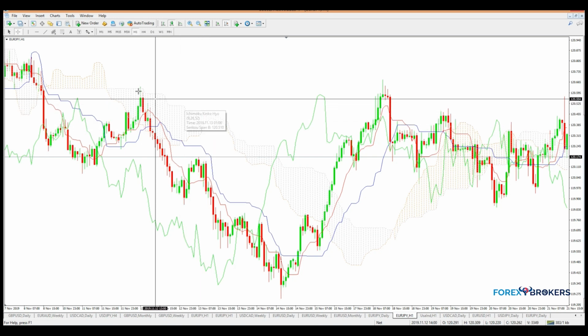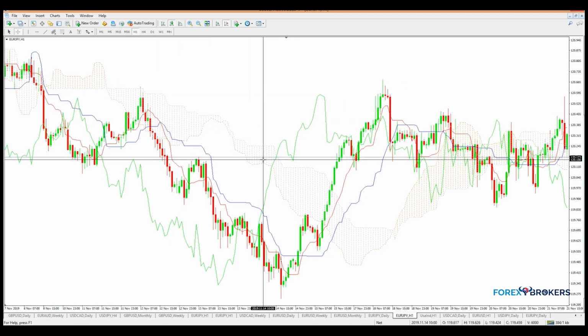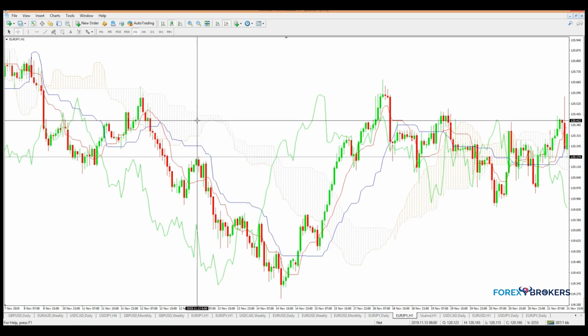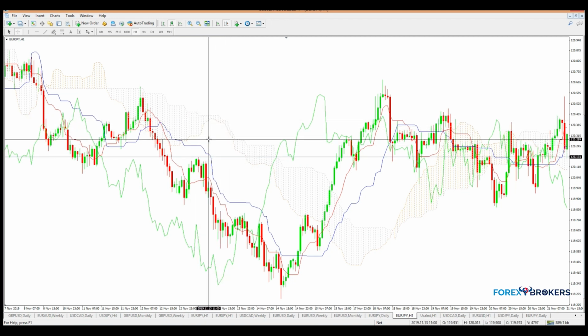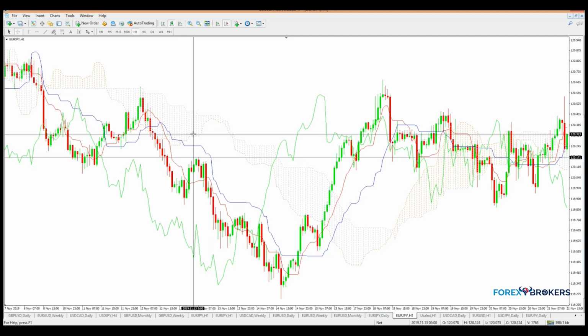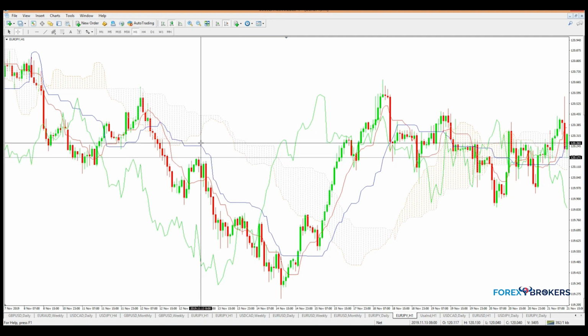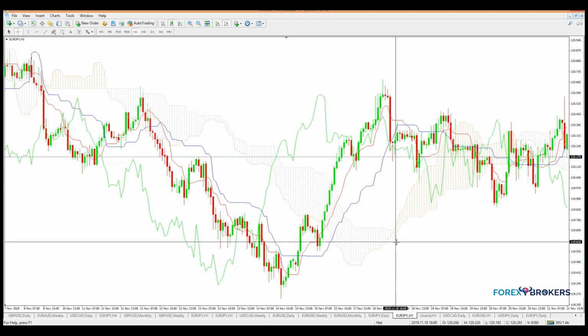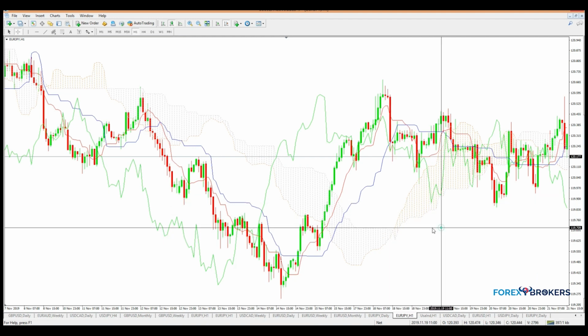The cloud here is this shape, either bullish or bearish, and is being given by two averages, if you want. They are not quite moving averages, but two averages. They are called Senkou A and Senkou B. When Senkou A is below Senkou B, the cloud is bearish. When Senkou A is above Senkou B, the cloud is bullish.